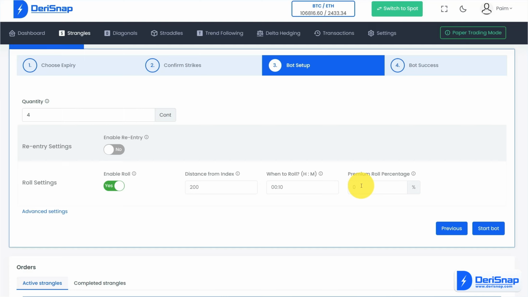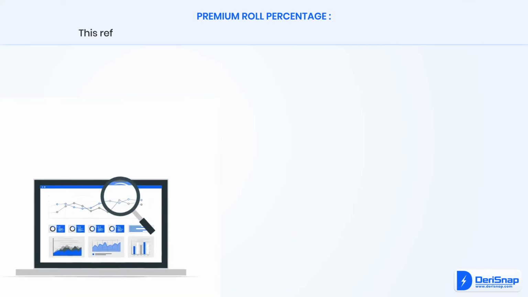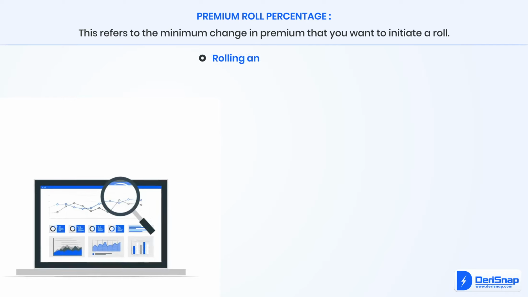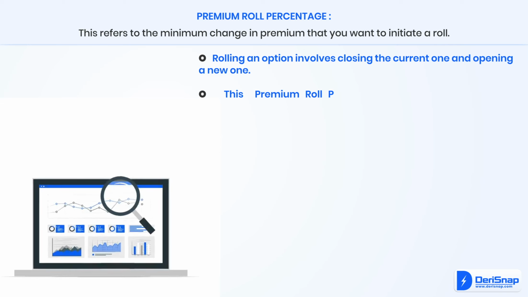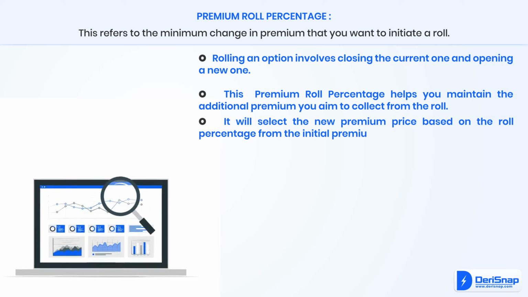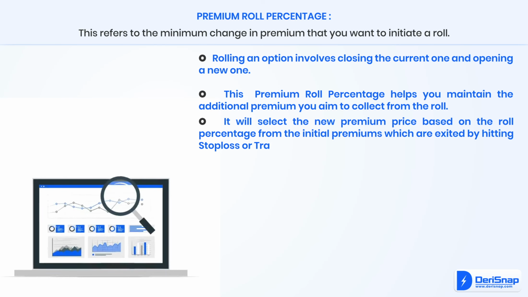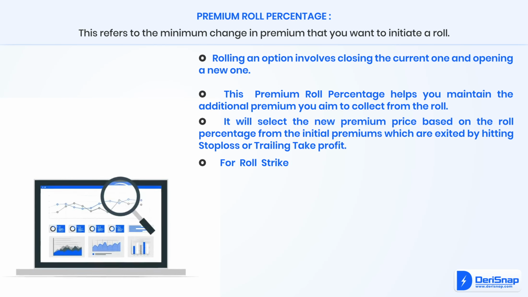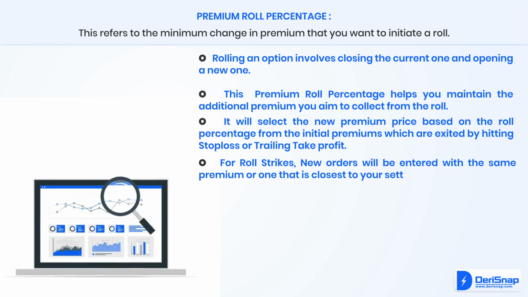After setting your waiting time, you need to enter premium roll percentage. This refers to the minimum change in premium that you want to initiate a roll. Rolling an option involves closing the current one and opening a new one. This premium roll percentage helps you maintain the additional premium you aim to collect from the roll. It will select the new premium price based on the roll percentage from the initial premiums which are exited by hitting stop loss or trailing take profit. For roll strikes, new orders will be entered with the same premium or one that is closest to your settings.